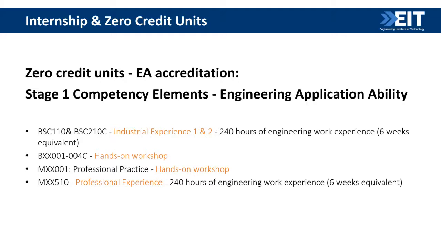But there's one advantage for the people who are already working in the industry: they can apply for RPL, recognition of prior learning. They can give the evidence that they have already completed 240 hours of engineering work. In this way, EIT will assess their application, they don't have to go through this process, and they can easily get the RPL.